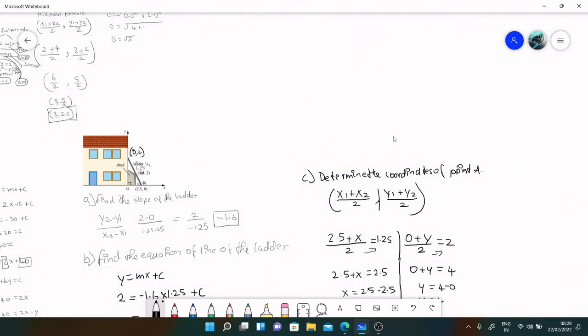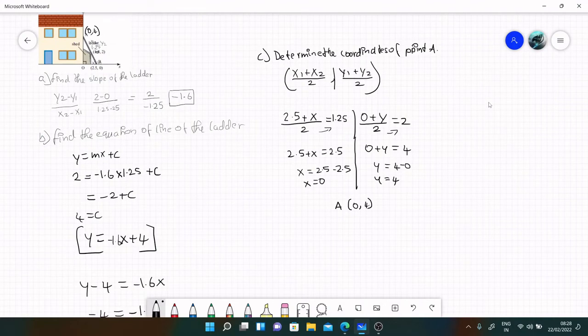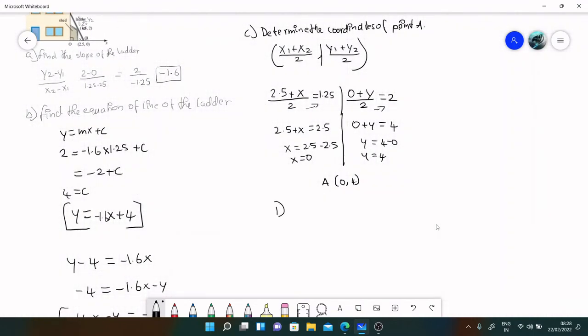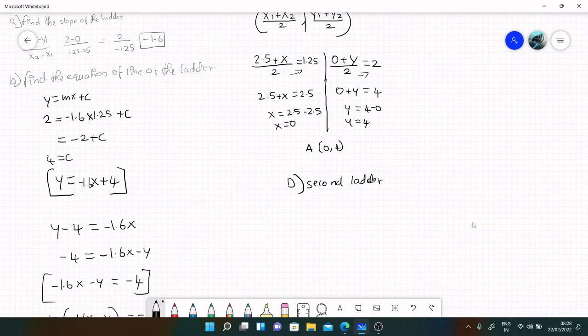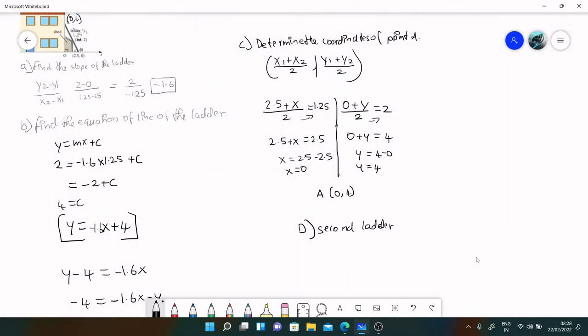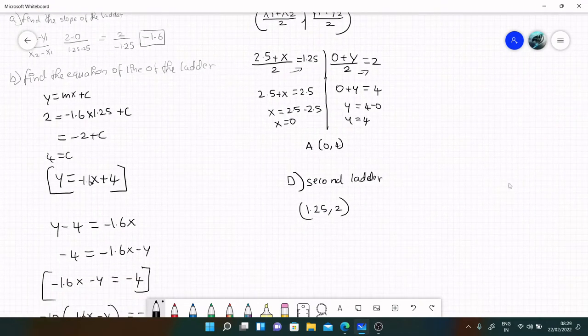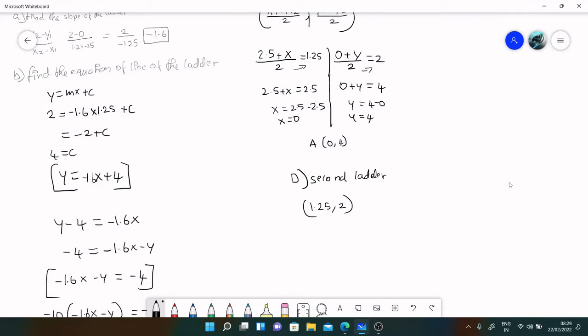So we have a new ladder placed at the center, at this point, in such a way that it reaches the adjacent building and it's at 90 degrees to this. We have to use this information to find its equation of line. Second ladder, right? So we know that one coordinate of this is 1.25 and 2. But to find slope, we need 2 sets of coordinates. What do we do?